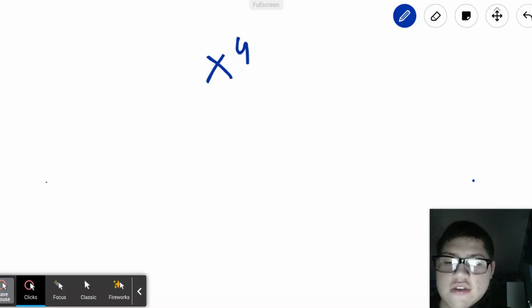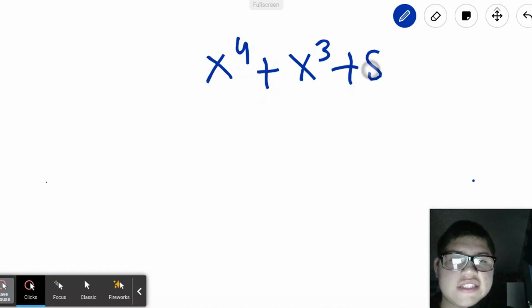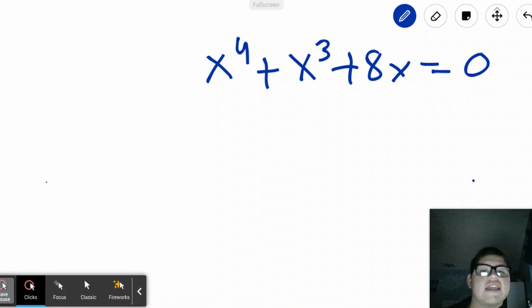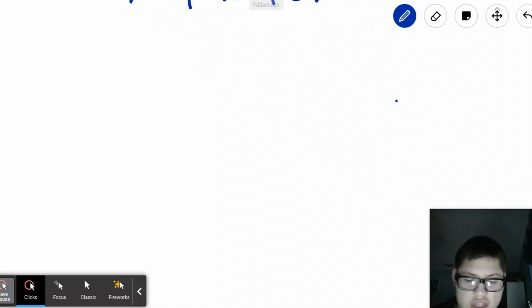x4 plus x3 plus 8x equals 0. And this is derived from the notes for 3.6, where we have to find as many solutions as we can. So I was confused basically on this part. So once we try to solve it, let me write it down.